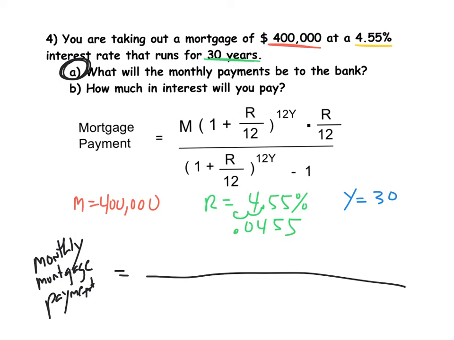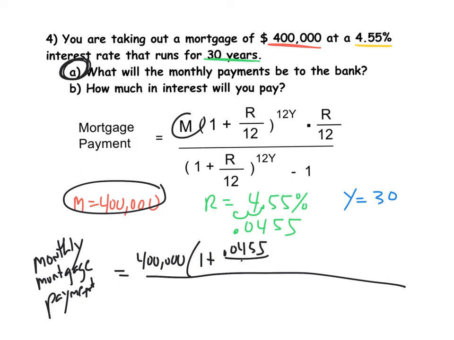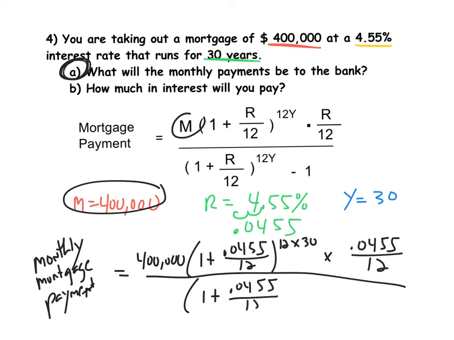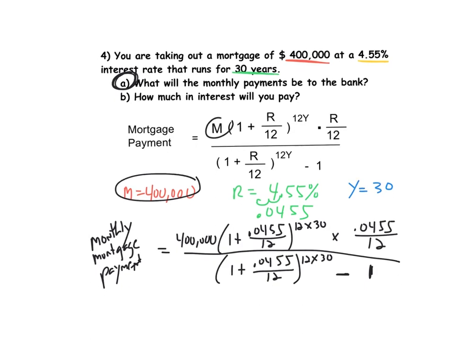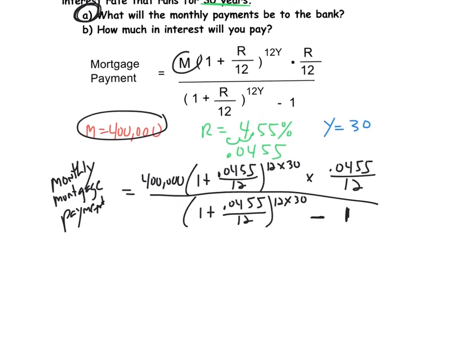So here the monthly mortgage payment is going to be M, so that's going to be the $400,000 times 1 plus R over 12, 1 plus 0.0455 over 12, raised to the 12 times Y, 12 times 30th power, times another R over 12, 0.0455 over 12, all over 1 plus 0.0455 over 12, raised to the 12 times Y, 12 times 30th power, but now we're going to take away 1. Give you one more minute, and then I'll put my work up on the TV for you.